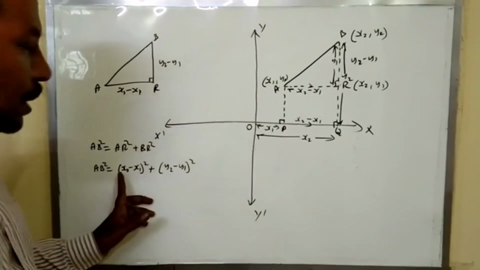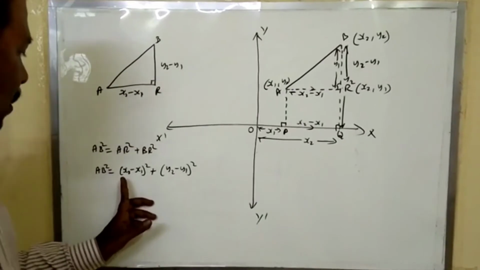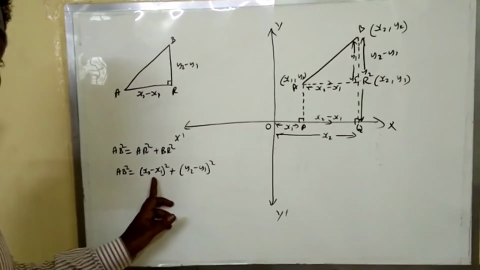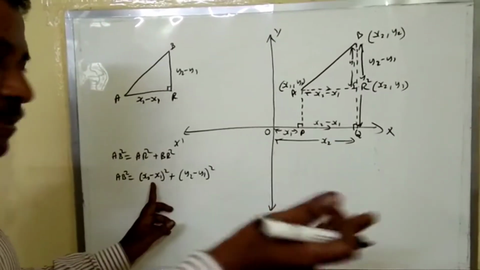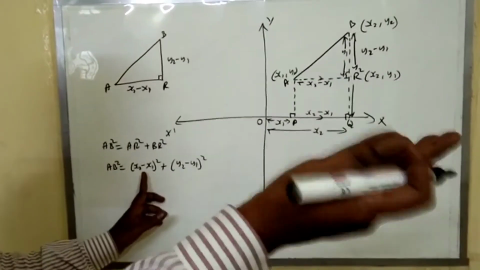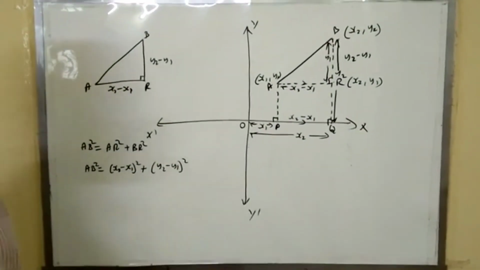Is it necessary to keep a modulus? No, because the number will be squared anyway. If you get a negative number for x2 minus x1, when it is squared it becomes positive. Squaring of a negative number becomes positive, so there is no need to keep any modulus.